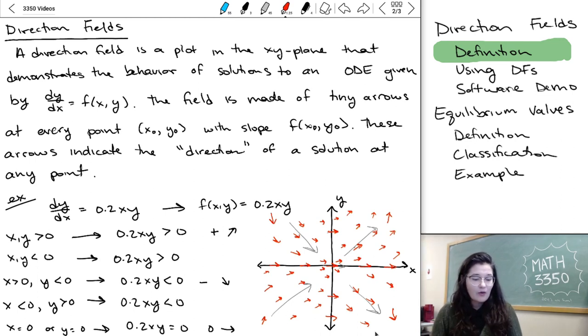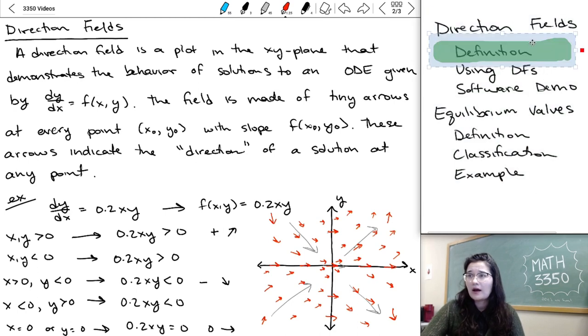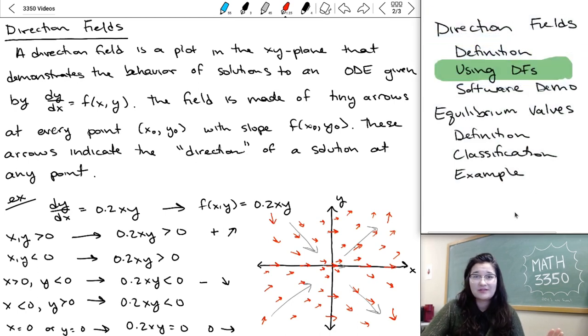So that is what a direction field looks like. This thing that I've created right here is a direction field, and the general idea of how we make one from a given differential equation. I'm going to go ahead and pause real quick right here, and then next we'll go on to talking about how to use direction fields.